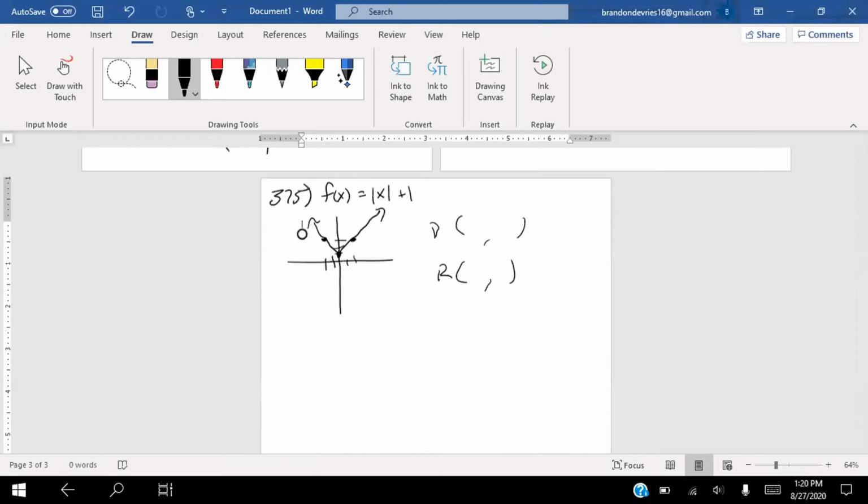All right. So the domain will be 0, right? The domain is both negative and positive infinity, because they go left and right forever. Okay. And then the range would be the highest, and 1, and then 1 and infinity.